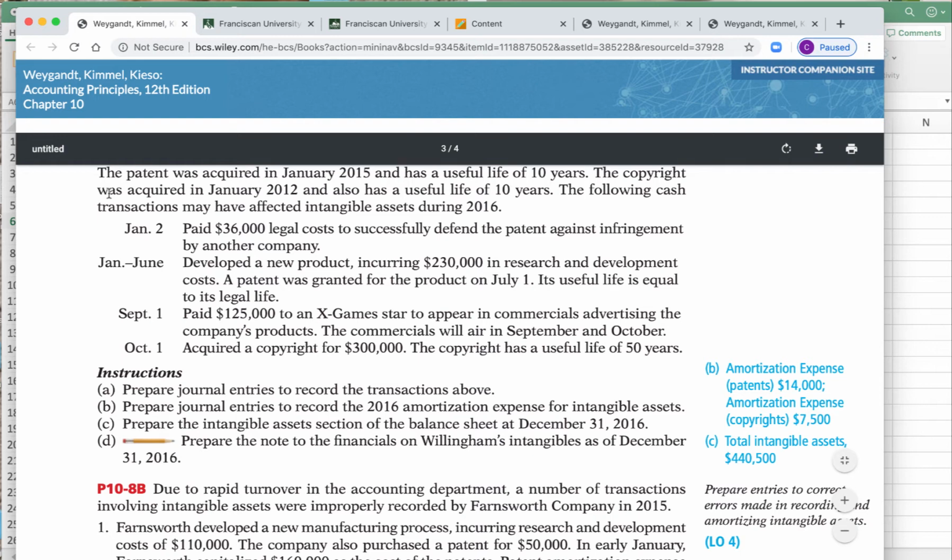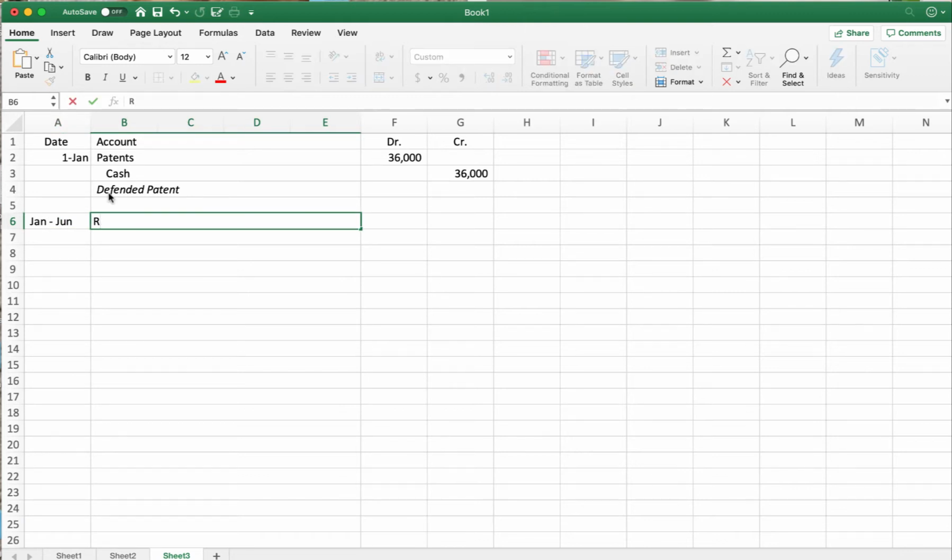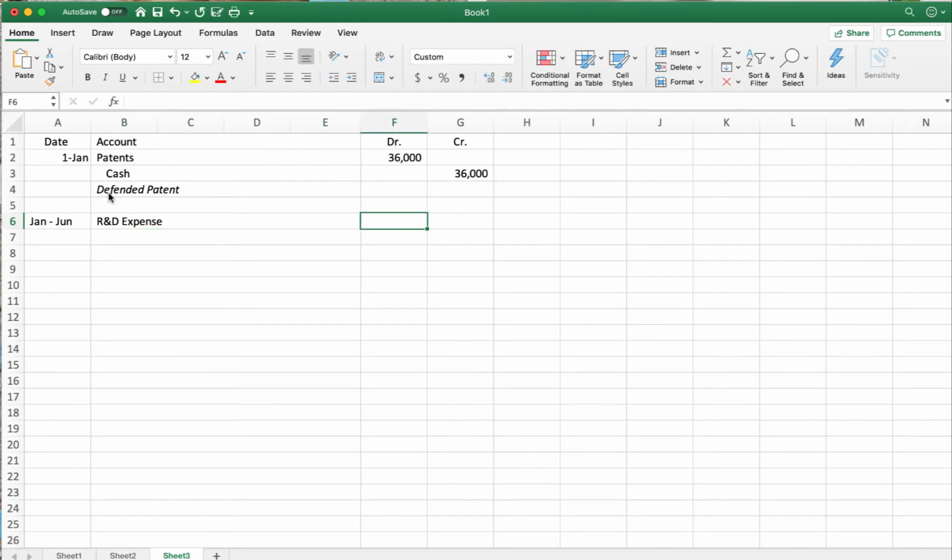We just book it as if it's a regular expense and hit the cash. So to do that, January through June, I'm gonna abbreviate and say R&D, but this is research and development expense. And the amount was $230,000. Guess what? We paid cash for this. Remember, always indent just by simply clicking the increase indent button.